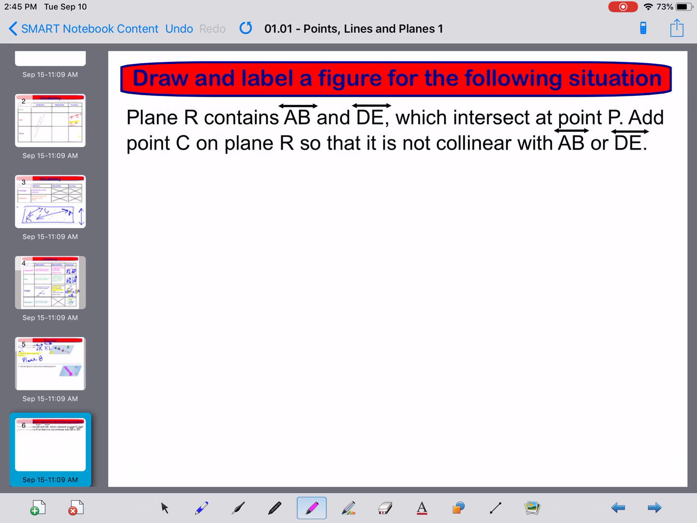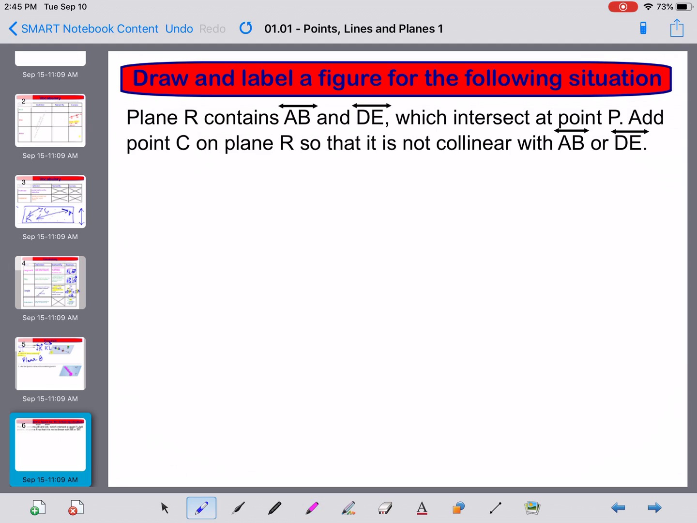Next one, now we're going to draw and label. We're going to give you a chance to look at this, and then we'll see if you can figure one out for yourselves. It says I want plane R to contain line AB and DE, intersecting at point P. Add point C so it's non-collinear with AB and DE.